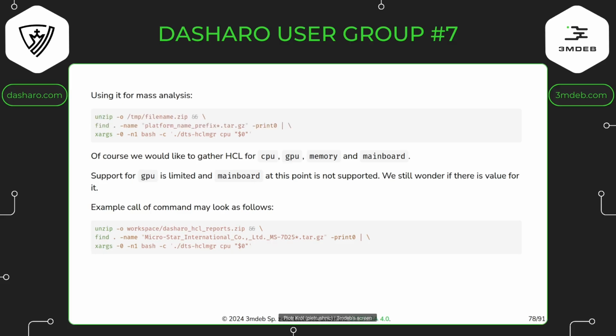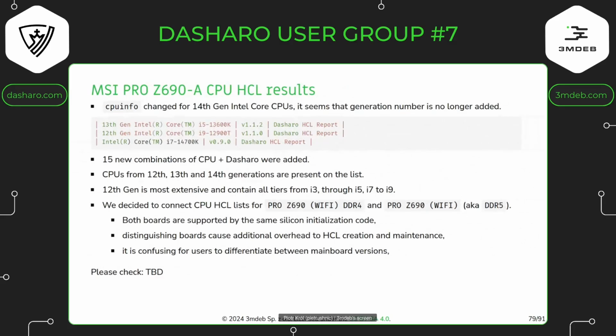Yeah, and you can see on the bottom this is a sample call. So, for example, this platform name prefix could look like Microstar International, blah blah blah, MS7D25, and then it essentially starts to parse all the HCL. It takes some time, but the output looks like that. This is sample output, so essentially we're getting extraction from CPU info. There is some weirdness in CPU info. For example, 14th generation does not have the generation at the beginning.